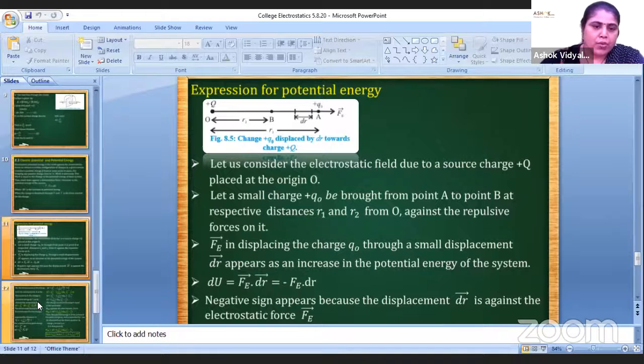Today we stop here, and in the next session we are going to see the units of the potential energy.